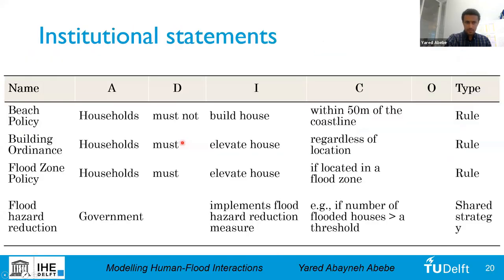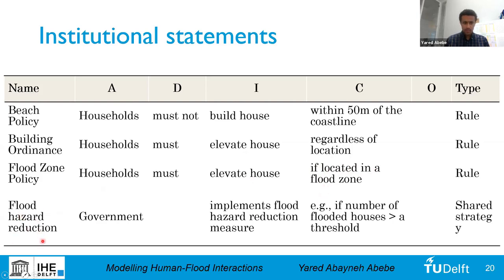So these are institutions. Now we put them in as institutional statements using the IG programmer. Consider the beach policy: households must not build any building within 50 meters of the coastline. If they do, they should incur some kind of fine or sanction. But in St. Martin, usually they don't enforce that. So the sanctioning part is empty here, but it is considered a rule because there is a sanction, though it doesn't happen. That's why we don't write it. Households must elevate houses regardless of their location by 20 centimeters. The flood zone policy is from 0.5 to 1.5 meters, depending on where they are situated.